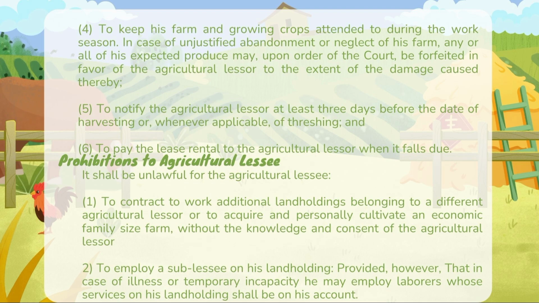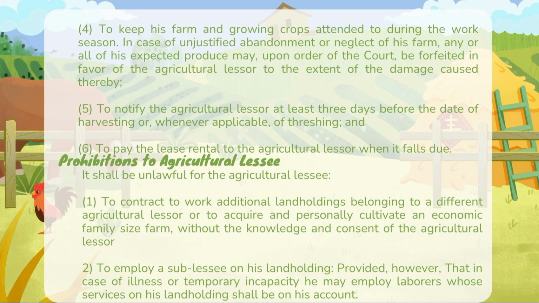Prohibitions to agricultural lessee. Number 1 is to contract to work additional landholdings belonging to a different agricultural lessor or to acquire and personally cultivate an economic family-sized farm without the knowledge and consent of the agricultural lessor. It means the lessee cannot work additional landholdings or cultivate a family-sized farm without the lessor's consent.